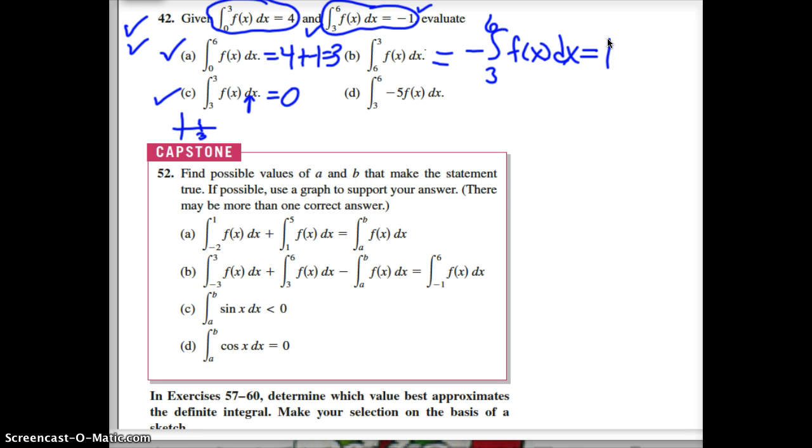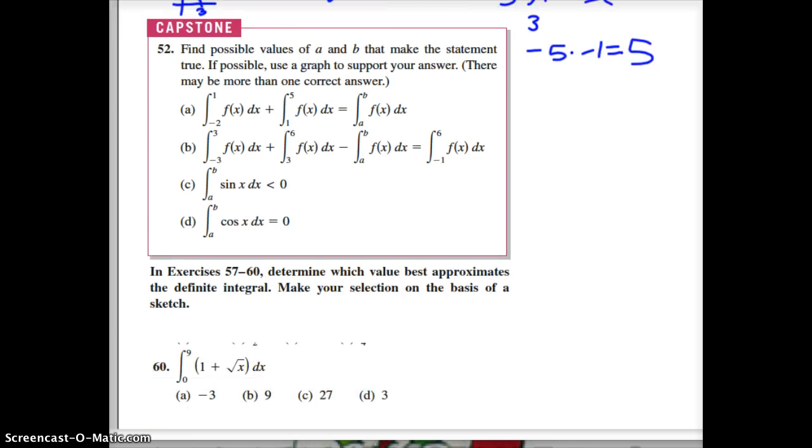All right, so next, let's see what we've got here. This one uses two properties. We're going to take the negative 5 out front and then go from 3 to 6. And then see if they gave you from 3 to 6, and they did. So that's just going to be negative 5 times negative 1, which is 5. So you'll be using some of that.